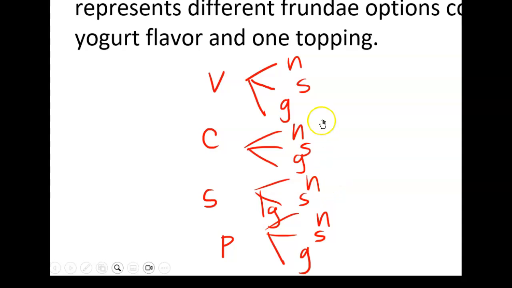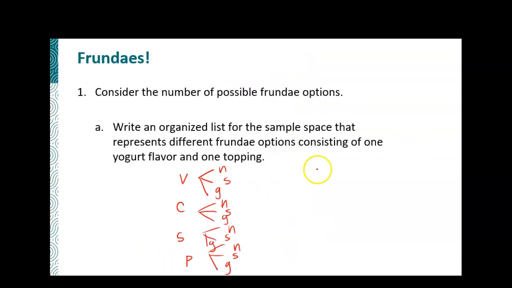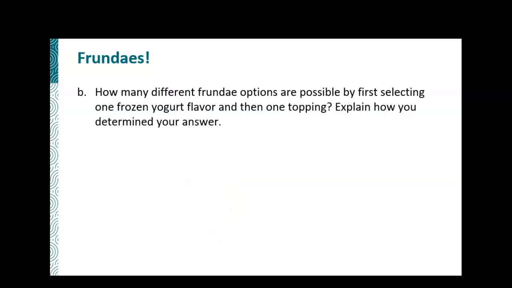So if I look at this, how many options do I have for all this? 3 for each one. So what's a quick way to figure that out? 3 times what? 4. It's 12. So again, 4 times 3, 12 options.